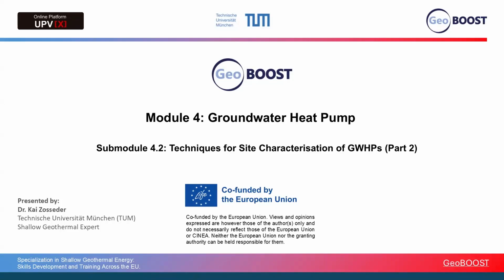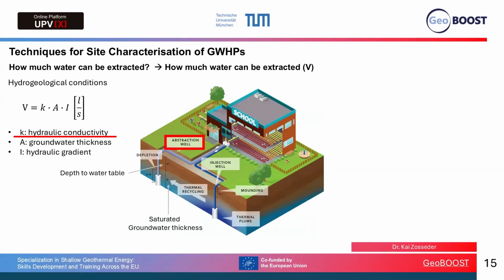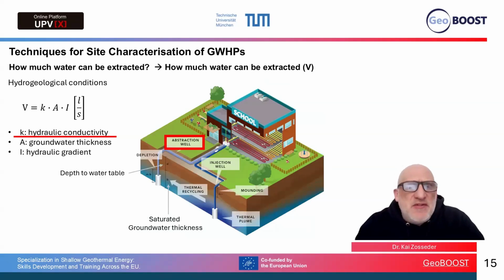I continue to tell you something about techniques for site characterization of groundwater heat pump systems in our part 2. So in the last part, in part 1, we actually already defined that we need to define the volume that can be extracted from the groundwater, to define also how much energy or how much heat we can use from the underground.